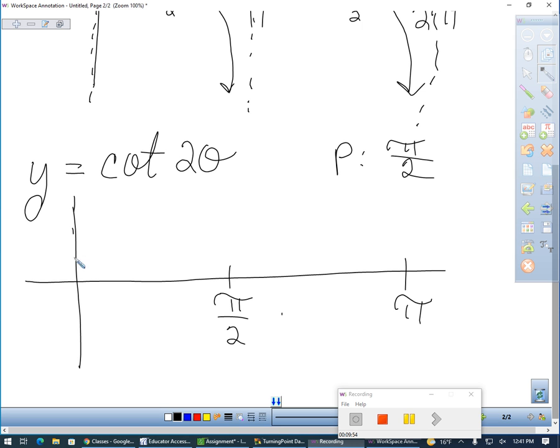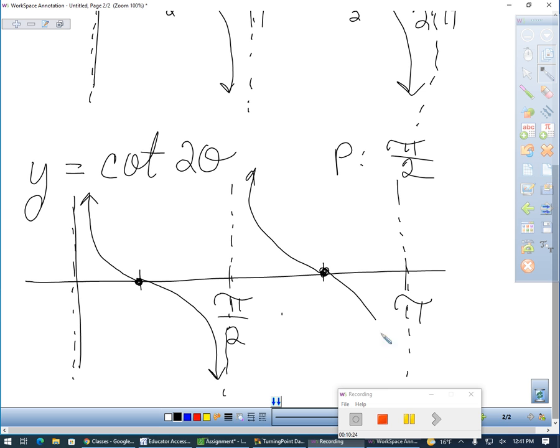On the y-axis, we have an asymptote. On our end of our first period, we have an asymptote. And at pi, we have an asymptote. Halfway between there is our zeros for cotangent. So again, from here, on the top we approach to the left, on the bottom we approach to the right. Going back to the 0, on the top we approach to the left, on the bottom we approach to the right.